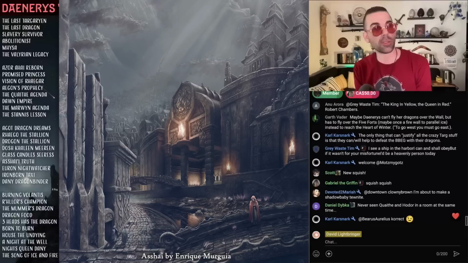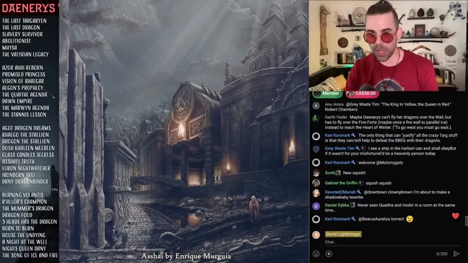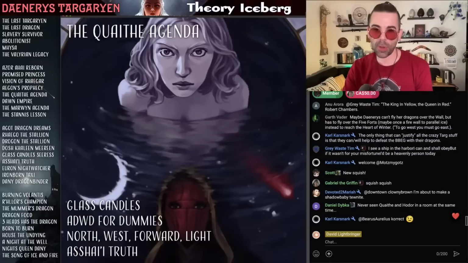We don't need more travelogues on ships. But that's why glass candles. Glass candles, that's how Dany's going to learn the truth of Ahai. So this is Slavic Stark's Quaithe.